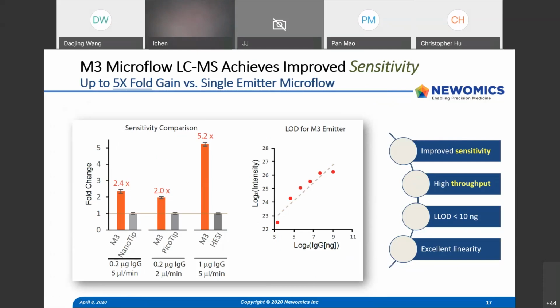We actually realized robustness is dramatically different. I will show you how our emitter can run 150 runs without interruption with good CV in the next couple of slides. We also did the titration and found out the linear range for our emitter. So limit of detection is about 10 nanogram. That means our emitter at microflow can dramatically increase the sensitivity.